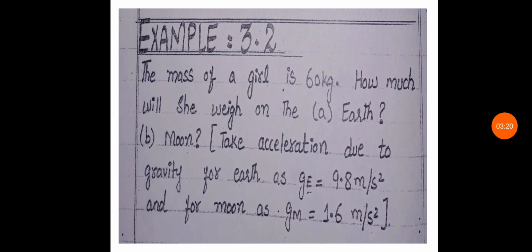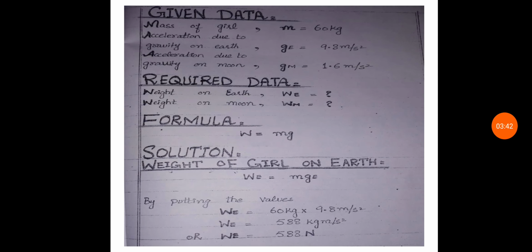Here in this statement, only mass is given to us, and we have to find the two weights, weight on earth and weight on moon. The two accelerations are also given to us. The acceleration due to gravity on earth, that is ge. G represents the acceleration, and E for earth, and gm, it is the gravitational acceleration of the moon.